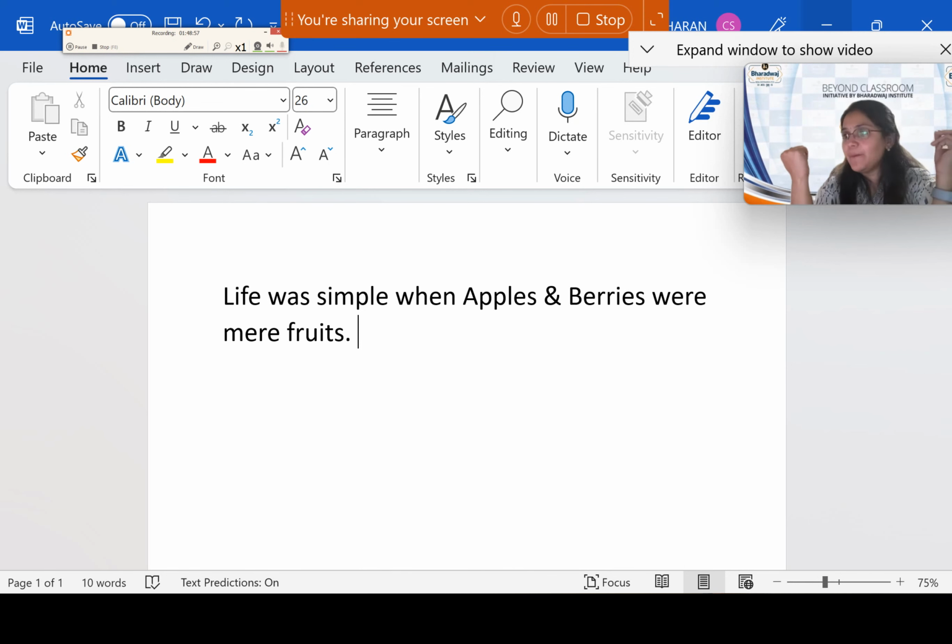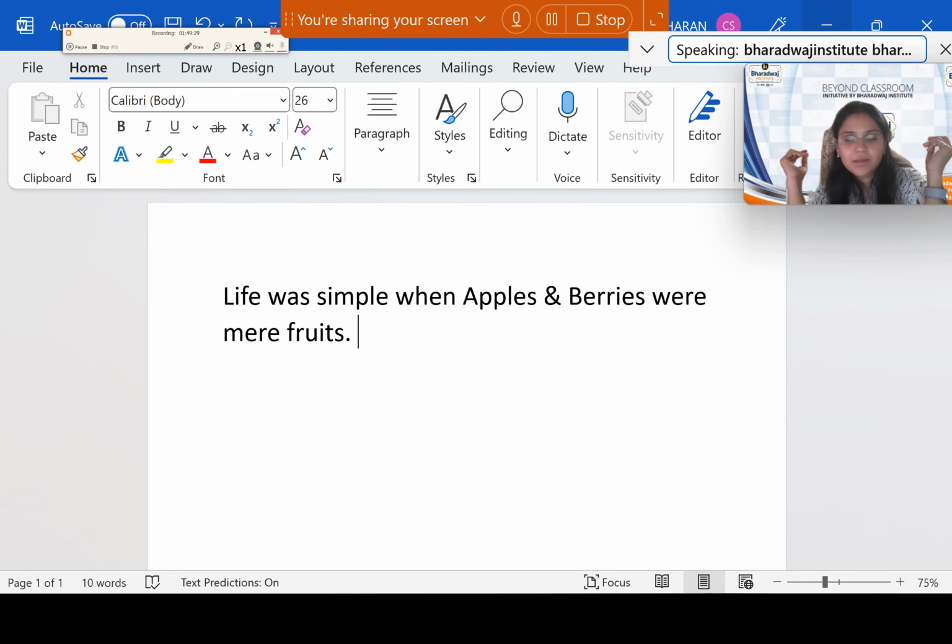The sentence is saying life was simple when apples and berries were fruits. Meaning it is giving us a feeling that today there are no more fruits. Is that what it is? Or do you have a better meaning attached to it? Apple, now Apple products are coming. Apple and Blackberry.